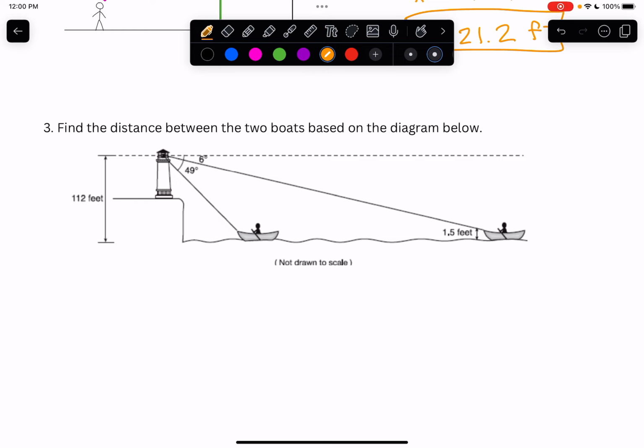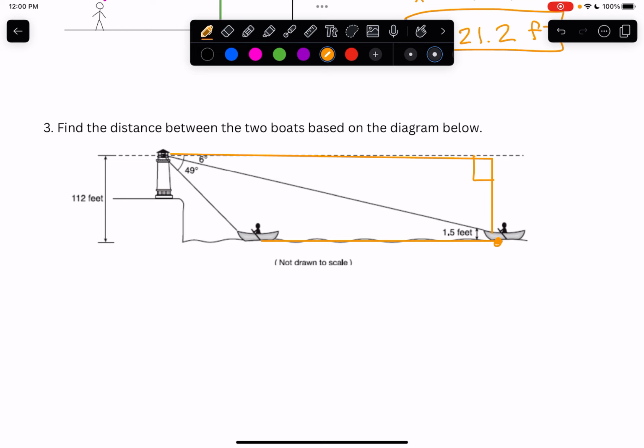Now if we look at number 3, it says find the distance between the two boats based on the diagram below. So I want to know what is the distance between these two boats, right? So I have to look and see what right triangles I have. So for instance, if I look at my first one, here's my right triangle.